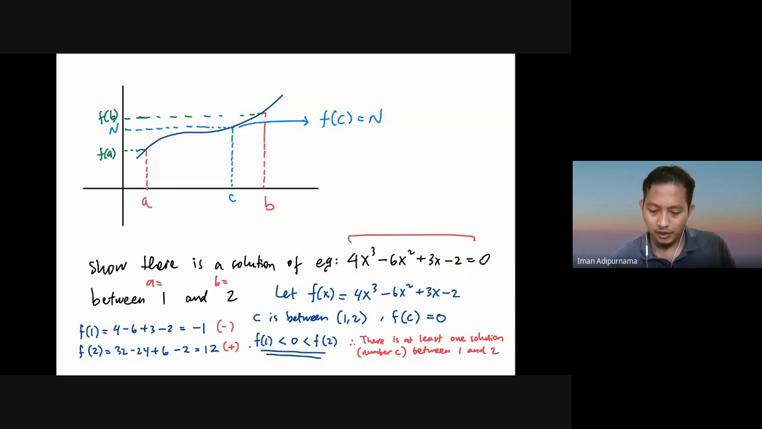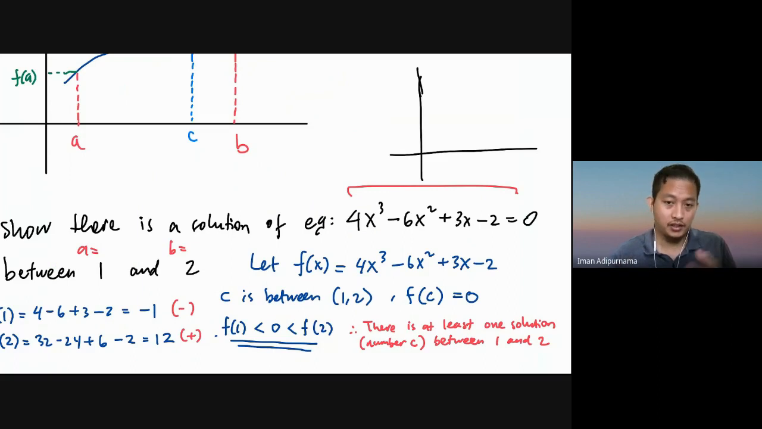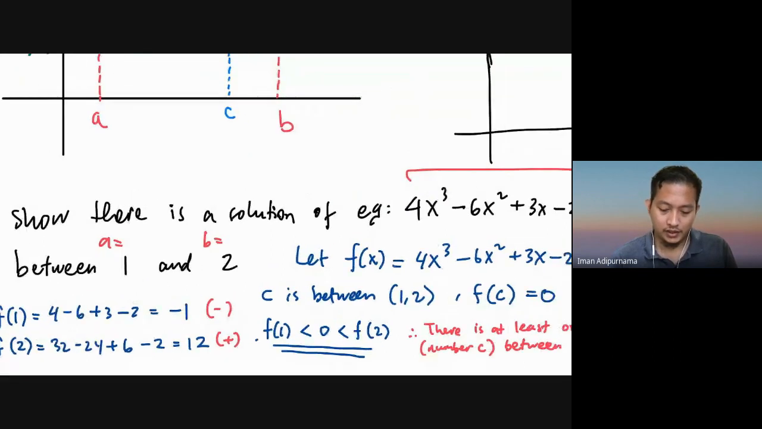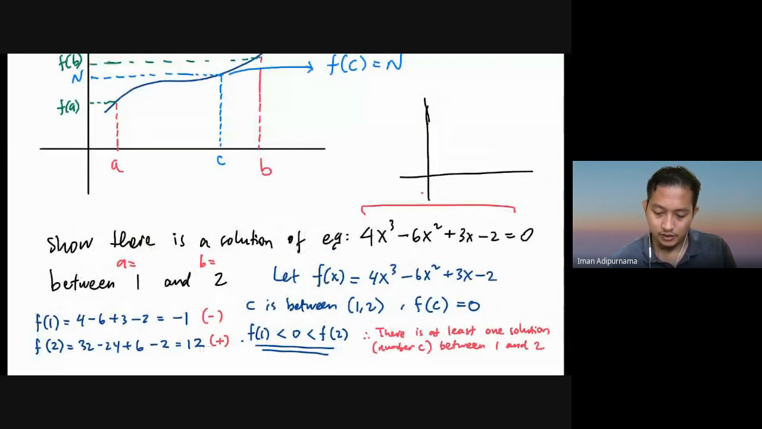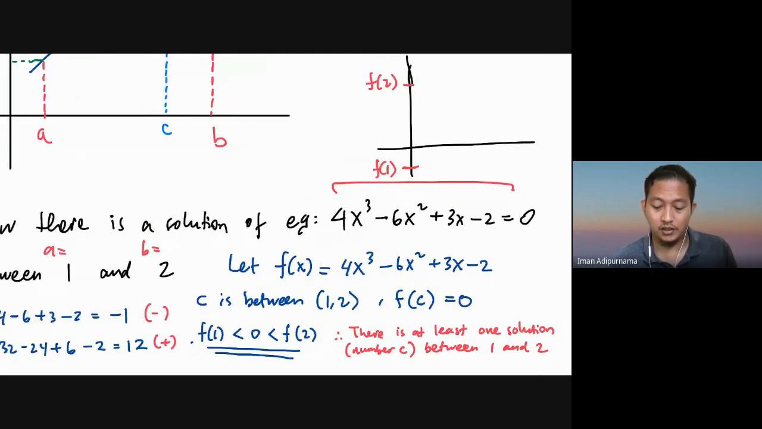Okay, maybe let me add illustrations for the functions. I don't really care how the functions will be, but I know f of 1 is negative, so maybe f of 1 is here and f of 2 is here, right? The solution of the function for the cubic should be at the 0 here, right?